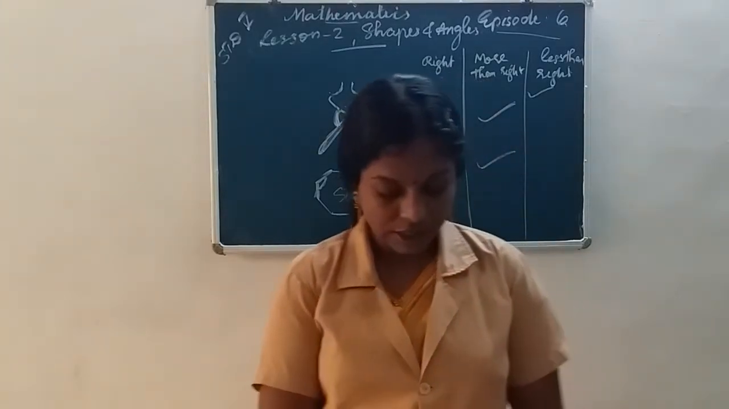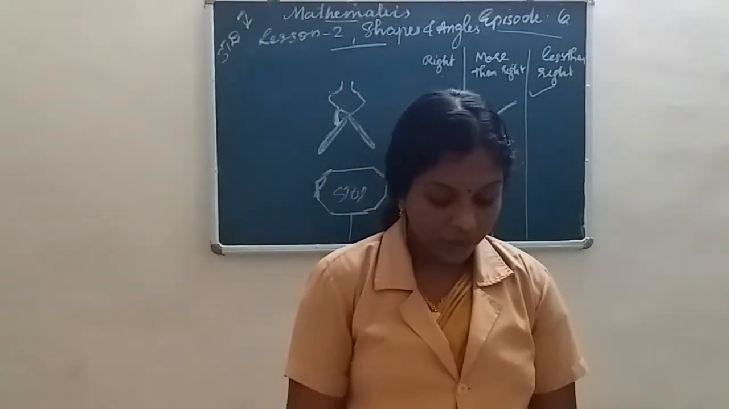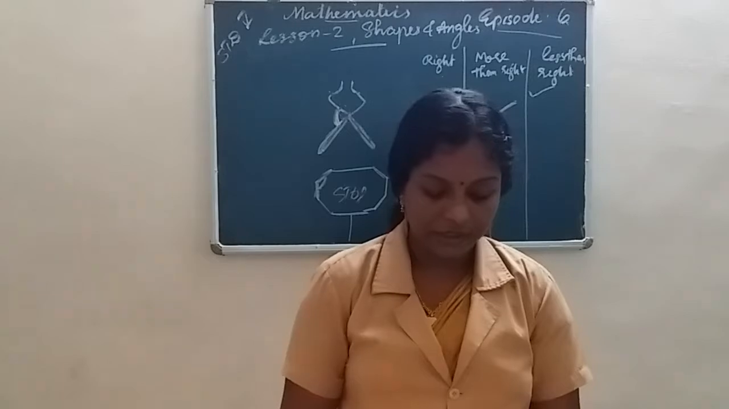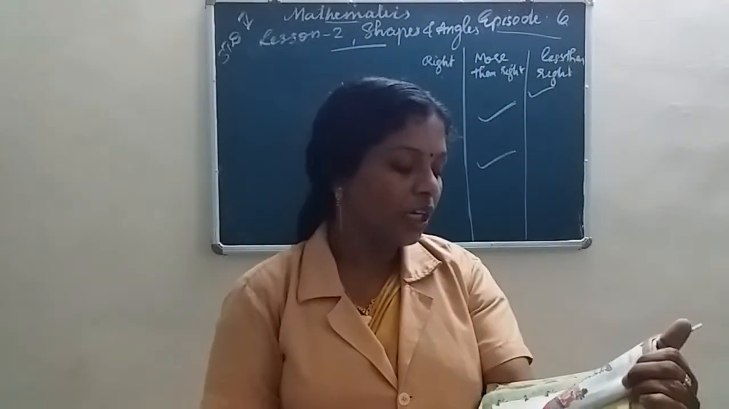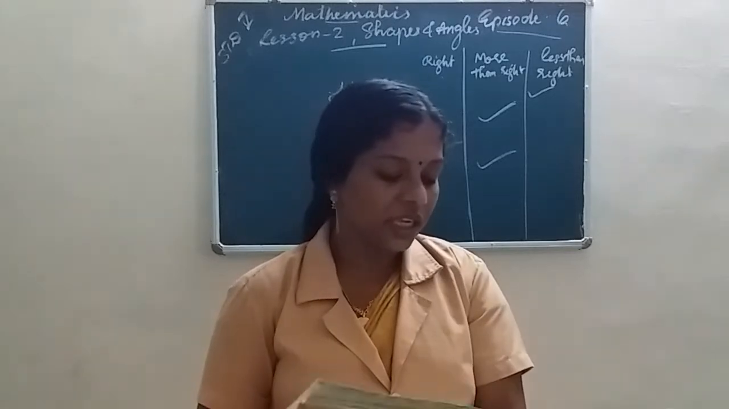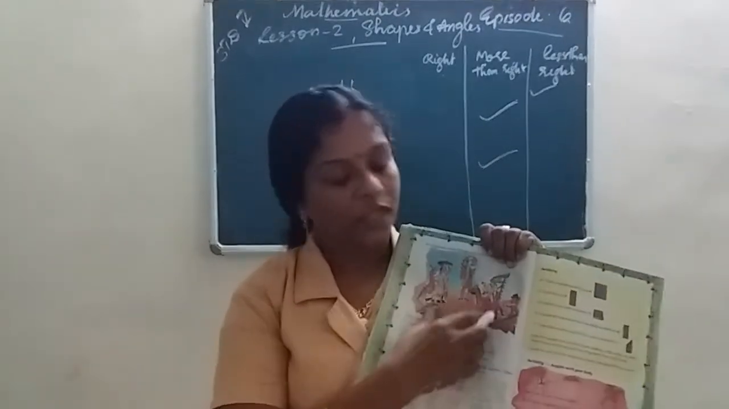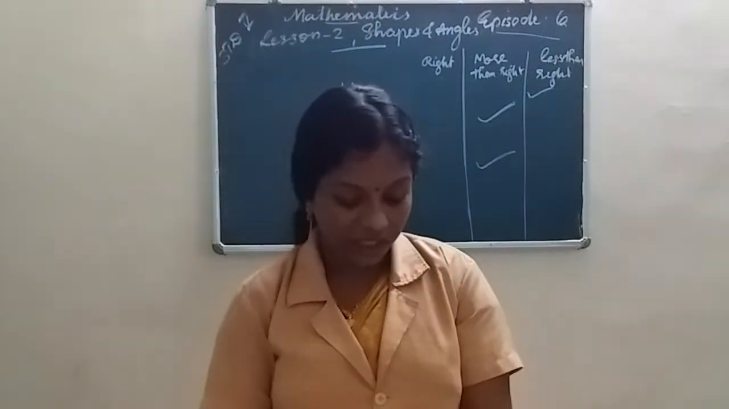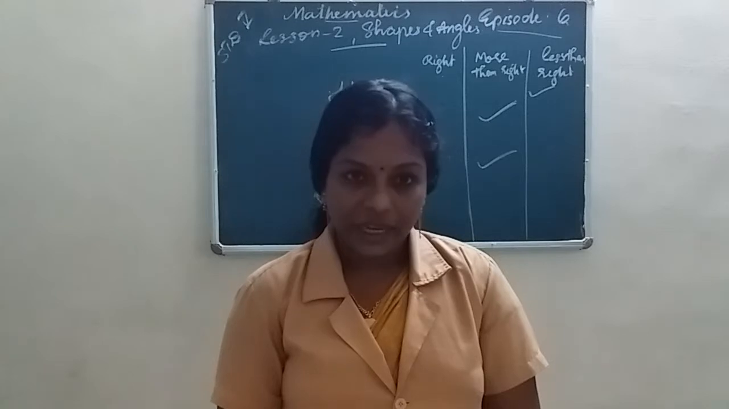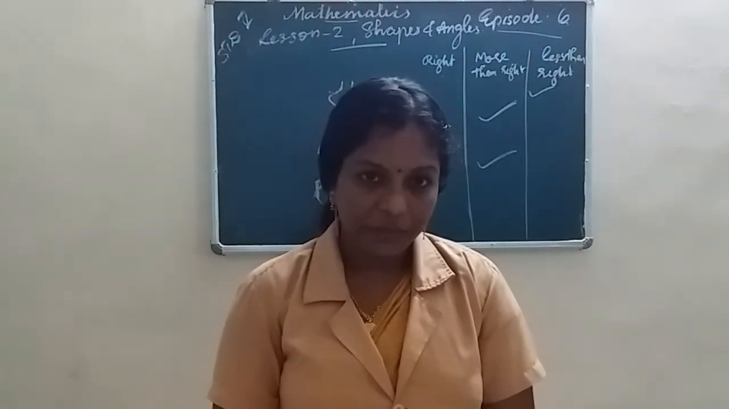Next, here is another picture given here. Can you see? Yes. Page number 22. Sukhman made this picture with so many angles. Many angles can be seen here. So you want to use color pencils to mark the right angle in this picture. You want to mark the right angle with the black color pencil. More than right angle with a green color pencil, like this.